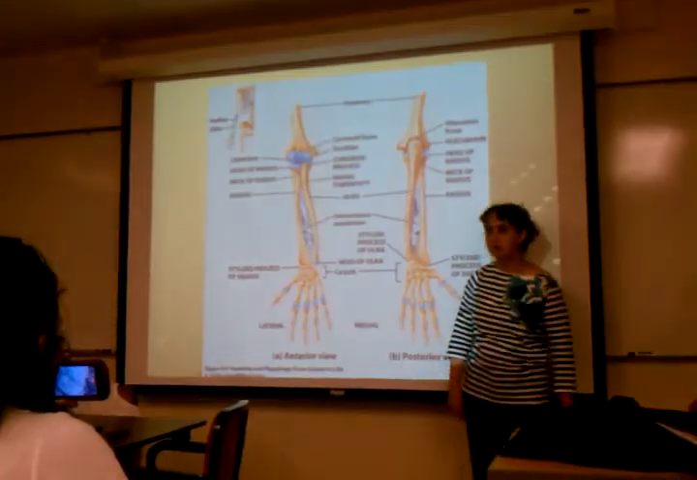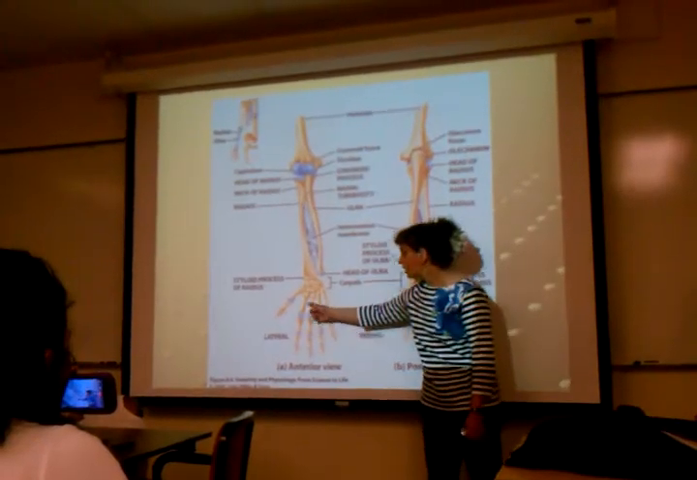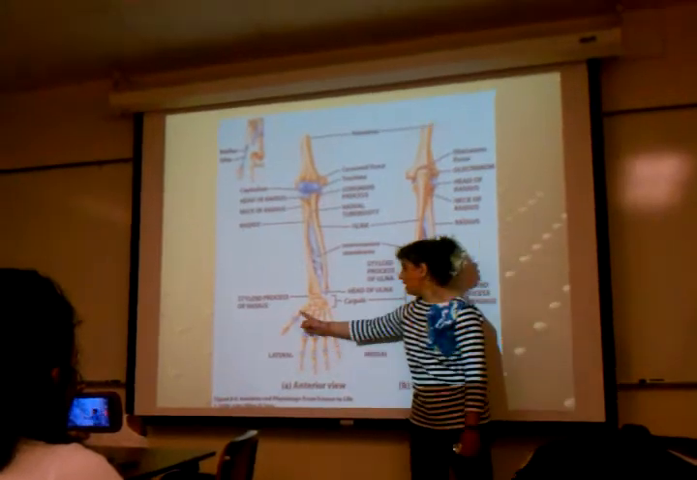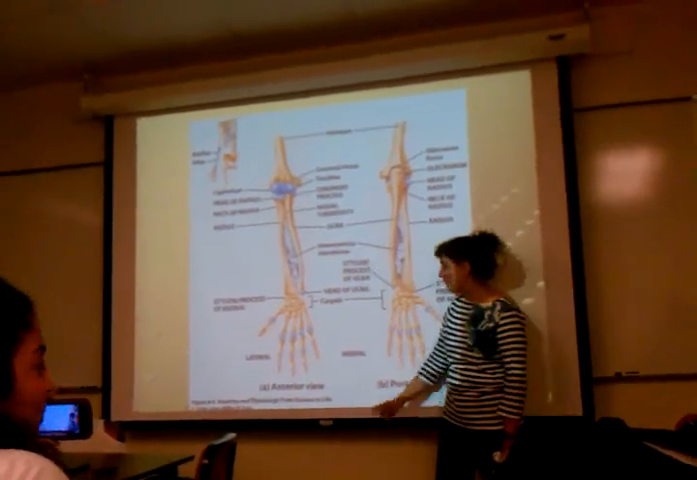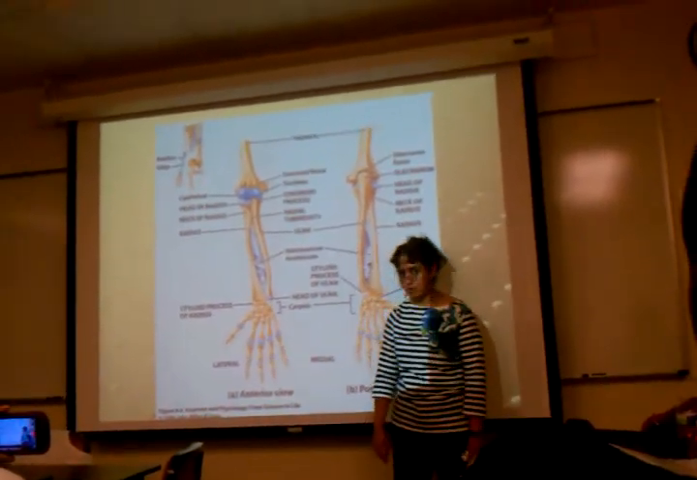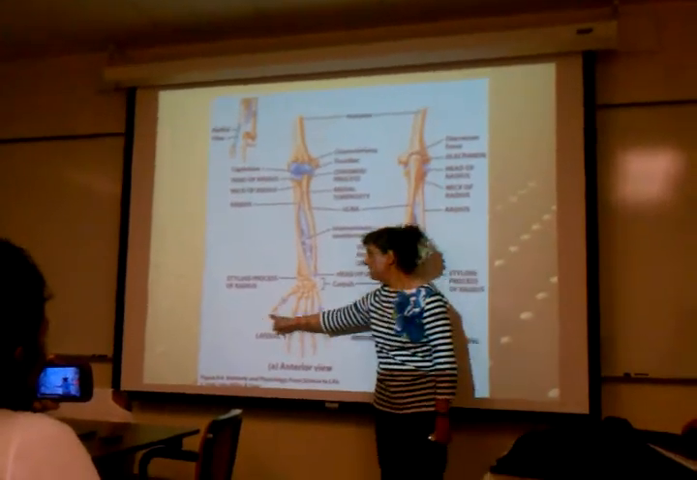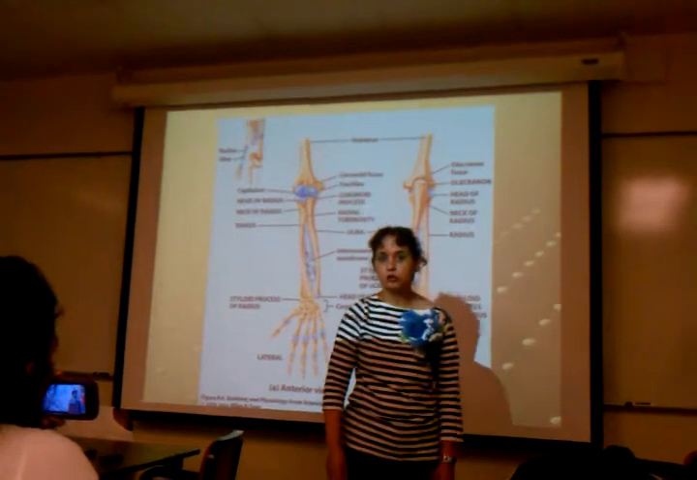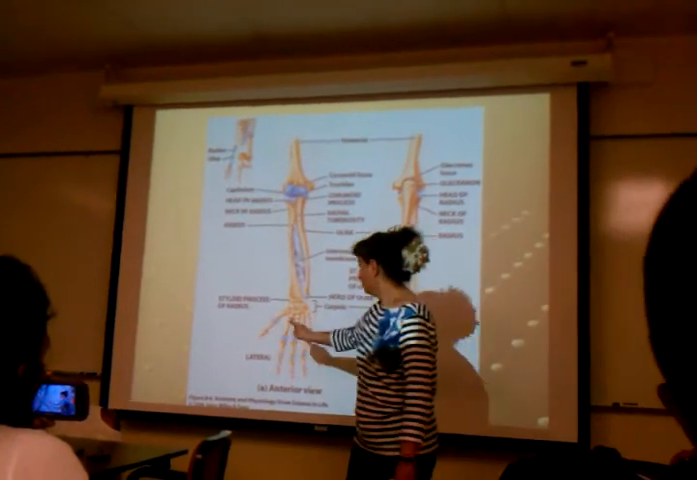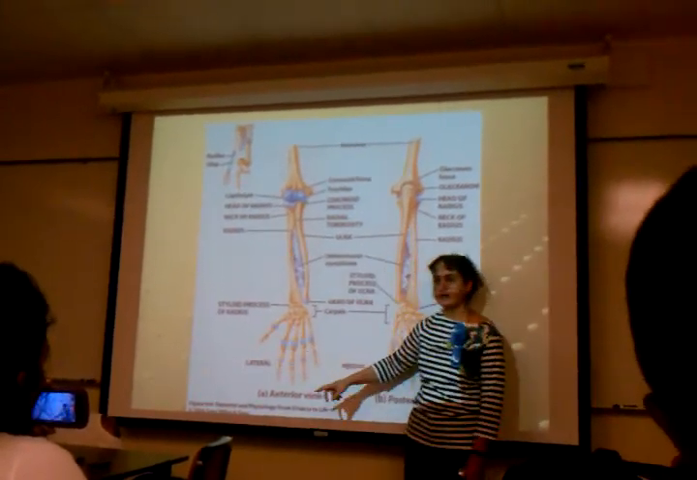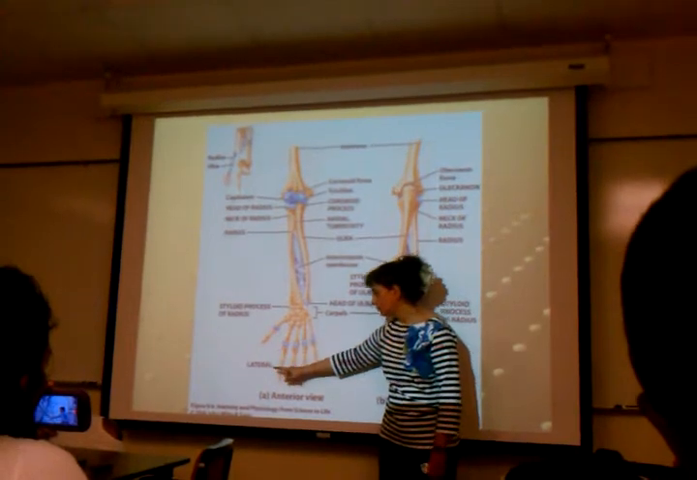How many carpal bones do you have? 8. How many metacarpals? 5. 1, 2, 3, 4, 5. How many phalanges? 14. Again, they start like this. How many phalanges in the thumb? 2. Names? How many in the other fingers? 3. Names?